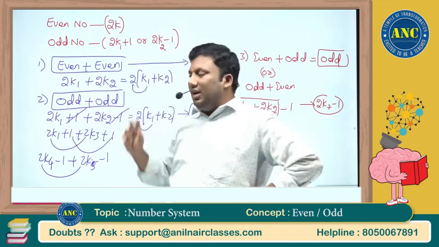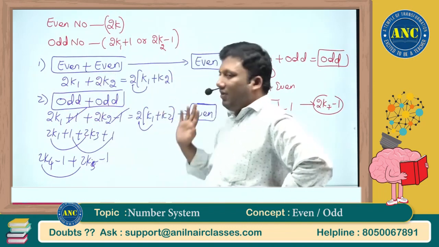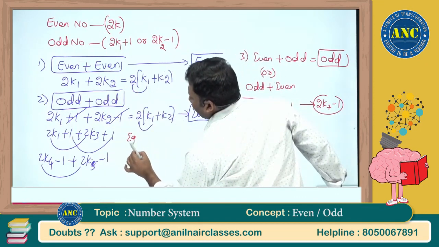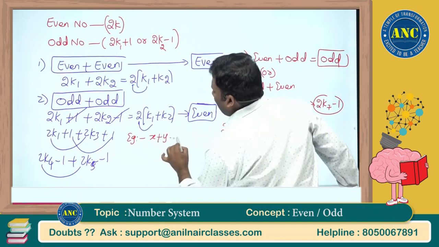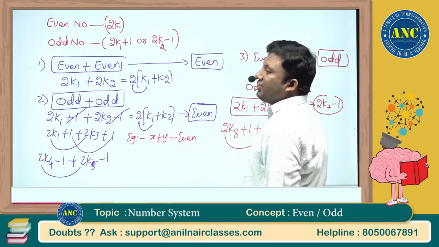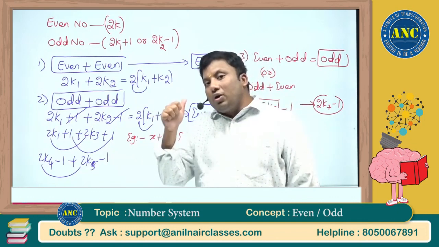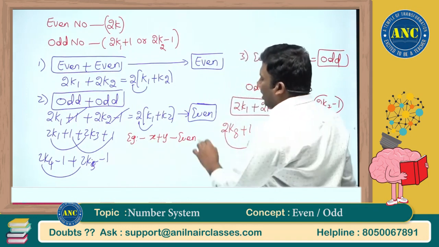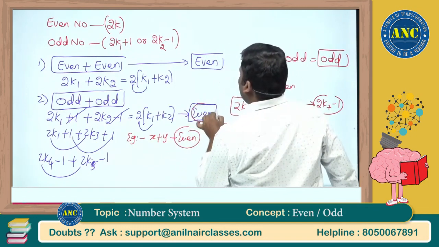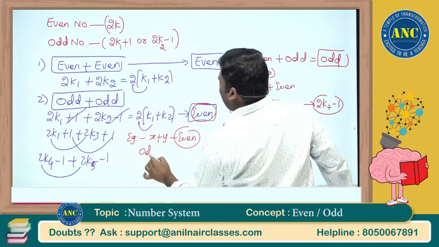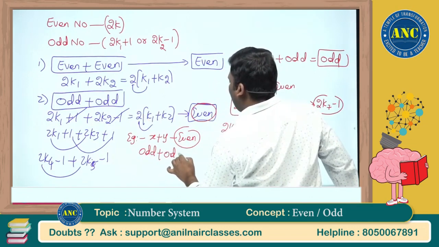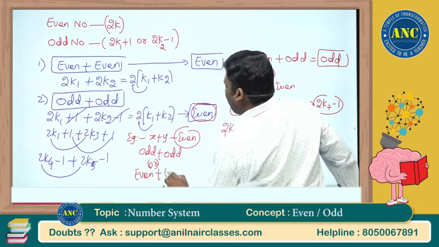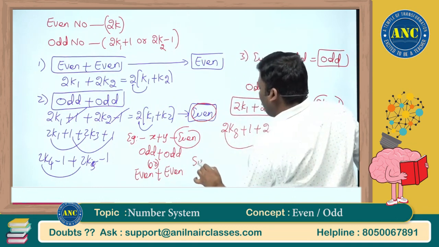Even plus even is even. Odd plus odd is an even number. Suppose the question is: x plus y is an even number. What could be the nature of x, y? The right hand side is an even number. Either it can be odd plus odd, or it can be even plus even. Or in simple language, both x and y should have the same parity.